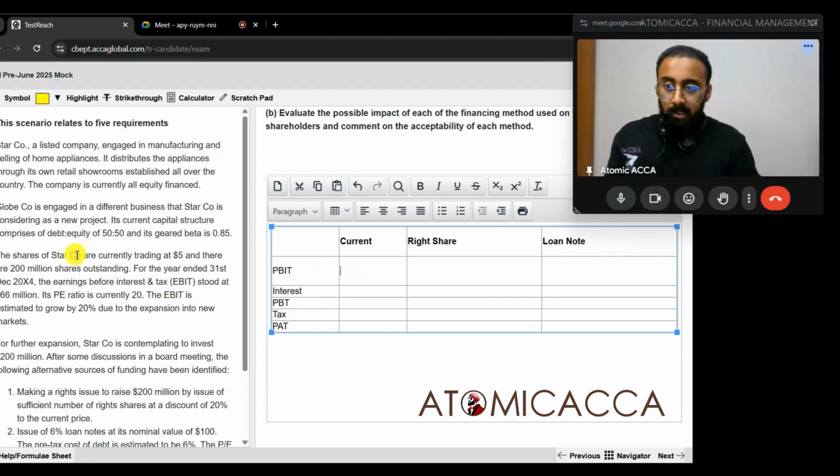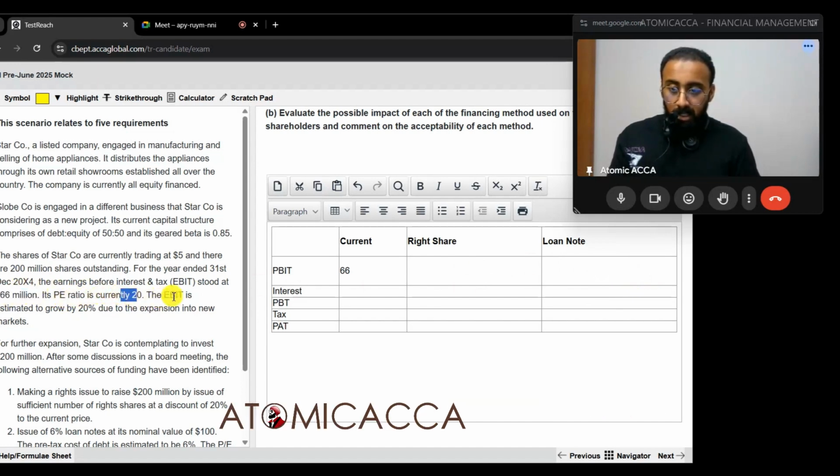What is PBIT? Earnings before interest and tax stood at 66 million. Currently, it is 66 million. No, that is the current year. EBIT is estimated to grow by 20% due to the expansion into a new market. So EBIT will grow by 20%.